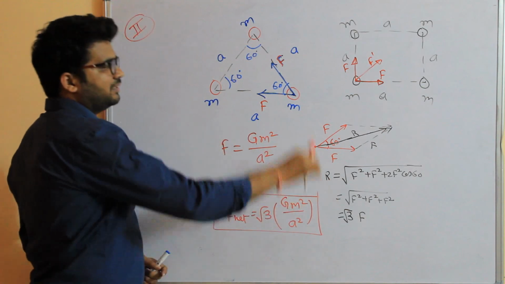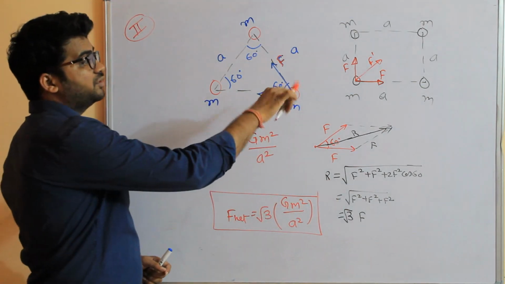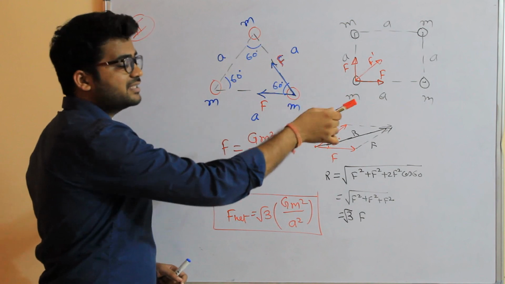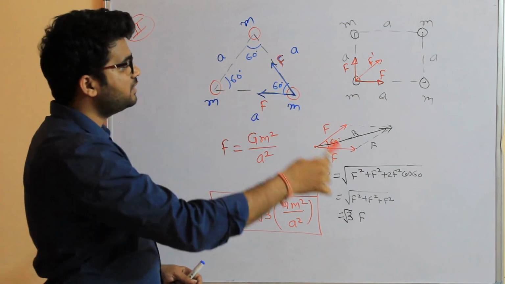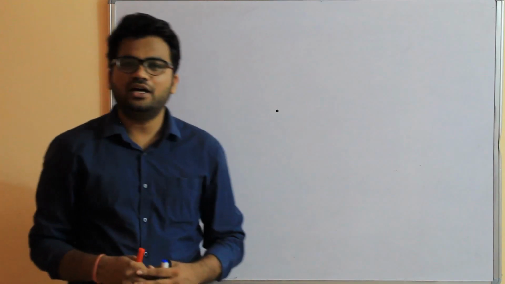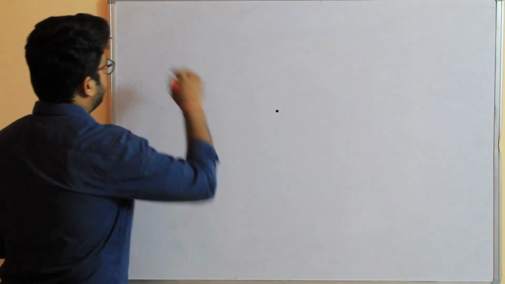So this is the second model. Instead of a square, we could have a hexagon, a pentagon, and so on. Now we have the third model, right?